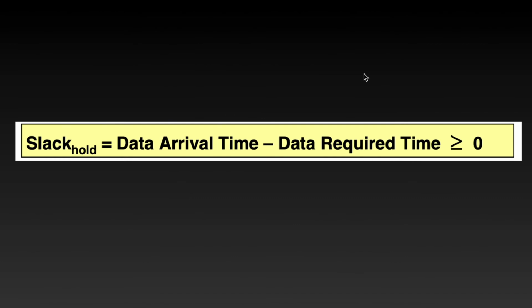This is the equation for the slack for hold. Here we are subtracting the data required time from the data arrival time to get the slack number, and this should be greater than or equal to 0 for the timing path to meet the min check.